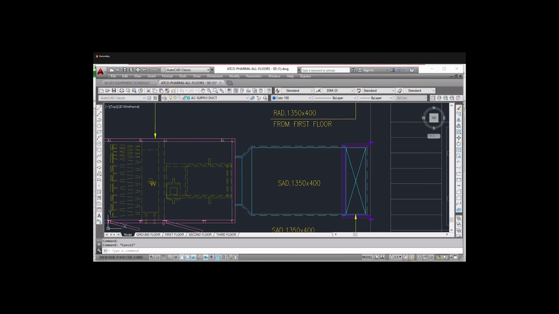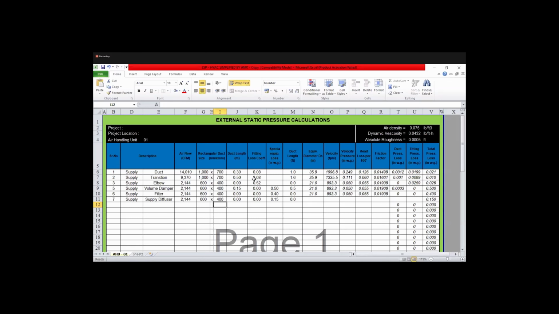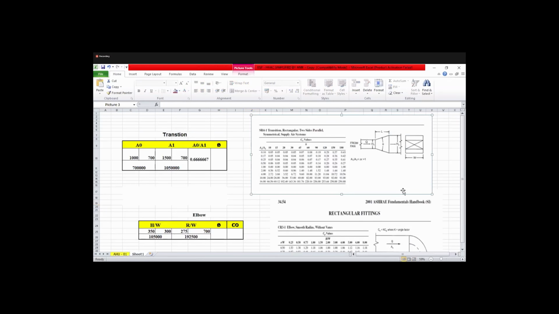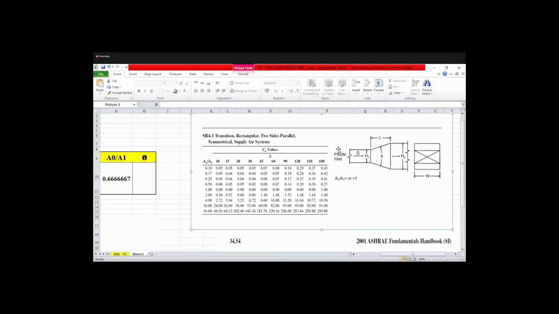So we have to calculate the transition duct. So we will have this sheet. This is as per the ASHRAE for transition. There is a table for each fitting. For this transition, you can see here: Transition rectangular two-side parallel symmetrical as system. So we have to see this one.